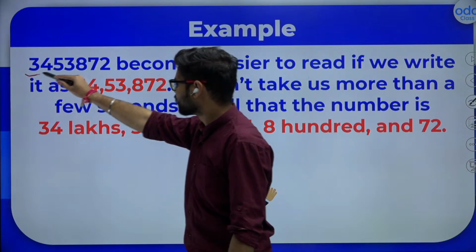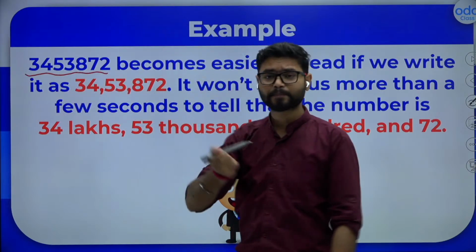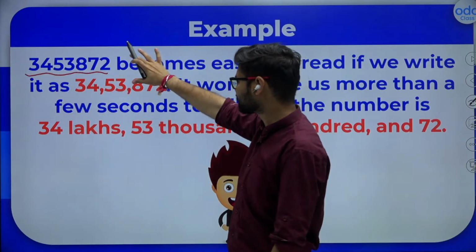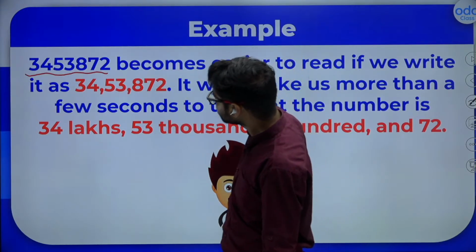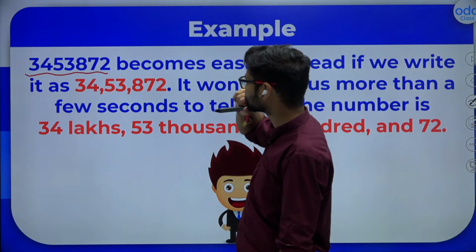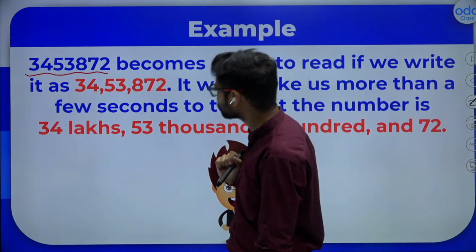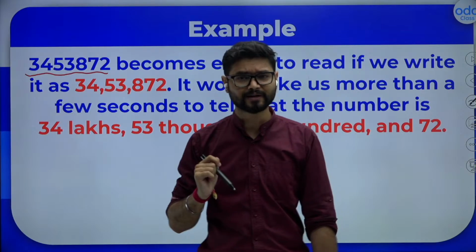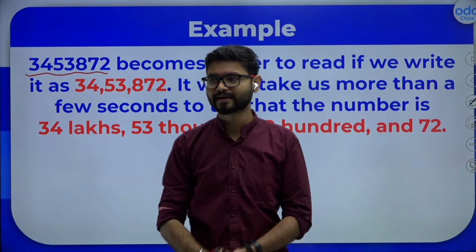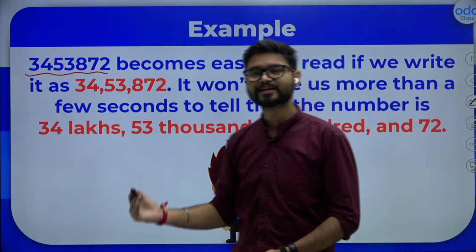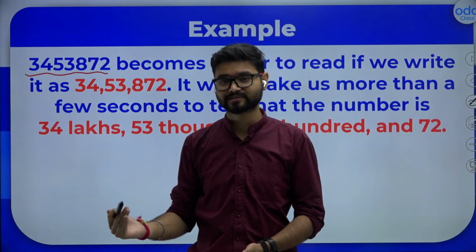If I suddenly pick you up and ask you what number this is, you will be confused. This is 3,000... no, this is 3 lakh, 3 crore, 34 lakh. You will be confused like this only. Am I right or not? Of course you will be, because we never learned how to handle large numbers.